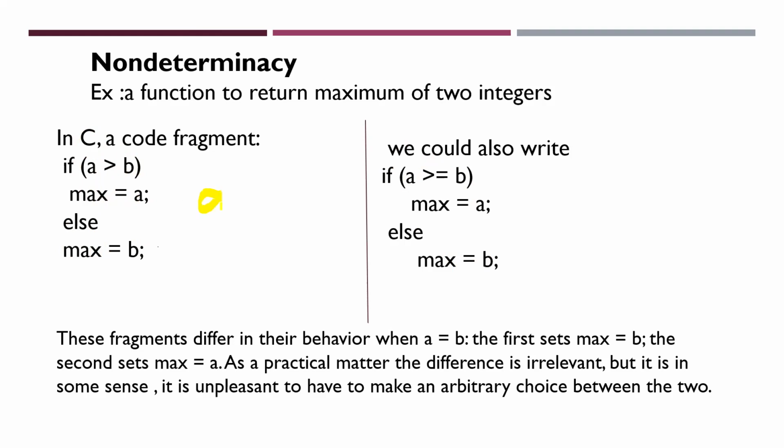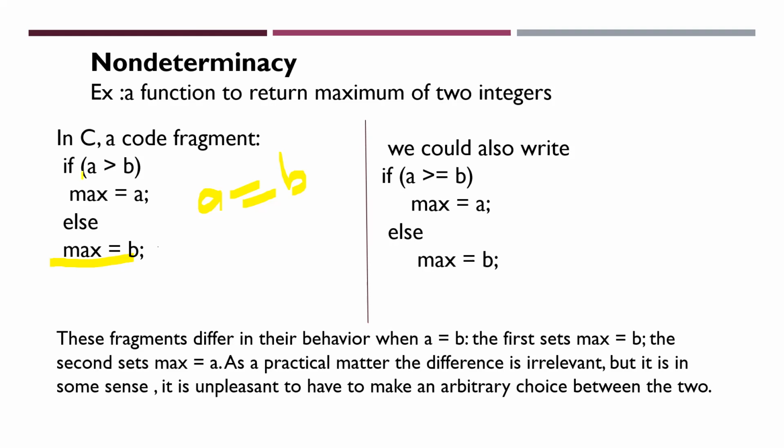So if A equal to B, which part will execute? Max equal to B will execute, right? But in the other version, if A equal to B, what will execute? Max equal to A will execute. So the output will not change, but the order of execution will change with the condition, right? The order of control flow will change with the condition, but the output will not change. In the case of side effects, we discussed that the output changes with the order of execution. But here, depending on the condition, the output will not change, but the order of execution is changing. So this is nondeterminacy.